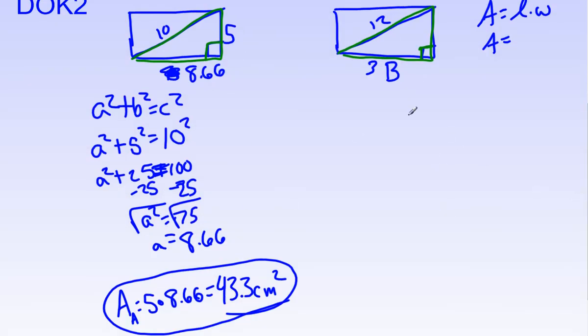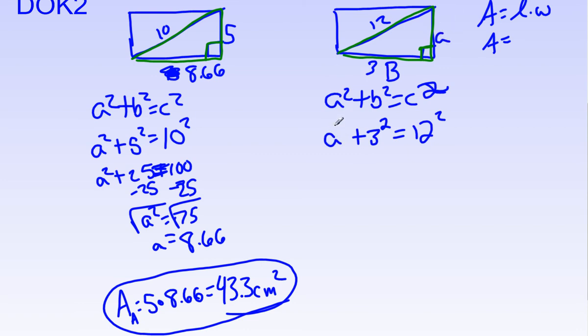Second rectangle. I need to use the Pythagorean theorem again because I'm missing either the length or the width, one of those other sides. I have this bottom side, I need the vertical here. A squared plus B squared equals C squared. The hypotenuse is 12, so you plug in 12. The side I know is 3, I plug in 3. The side I don't know is this other side here. We'll call it A.